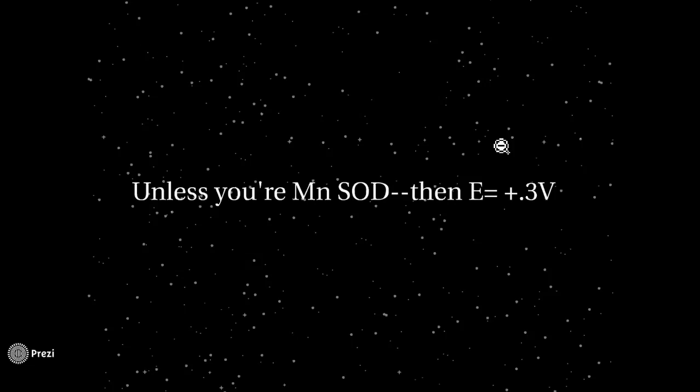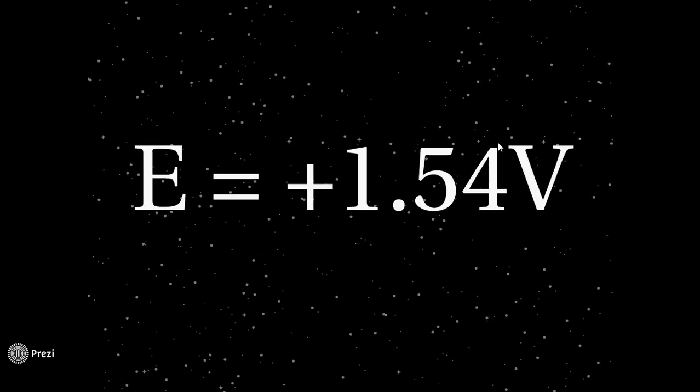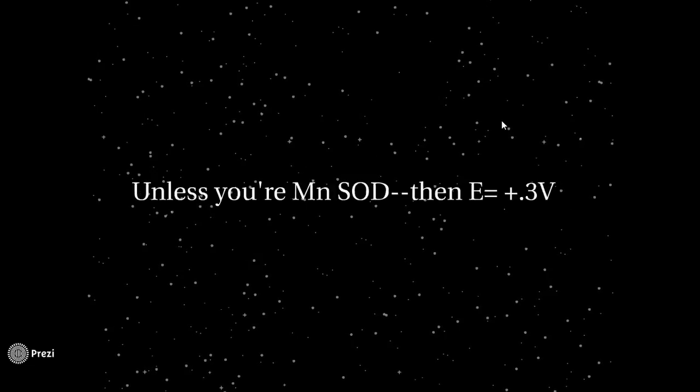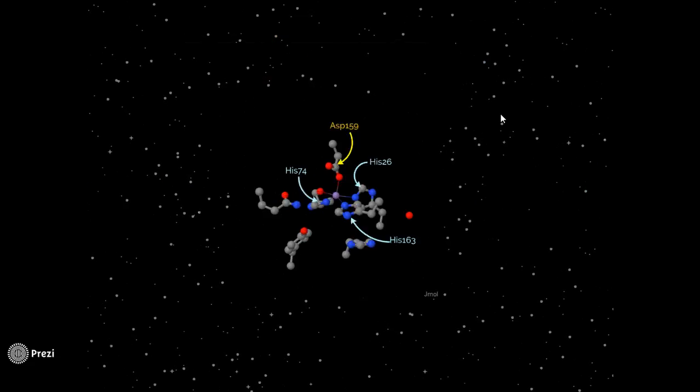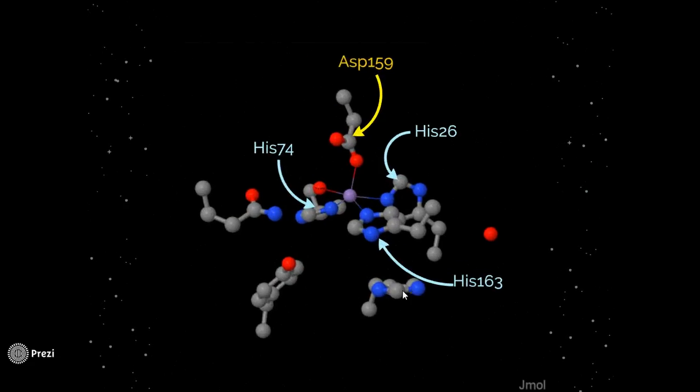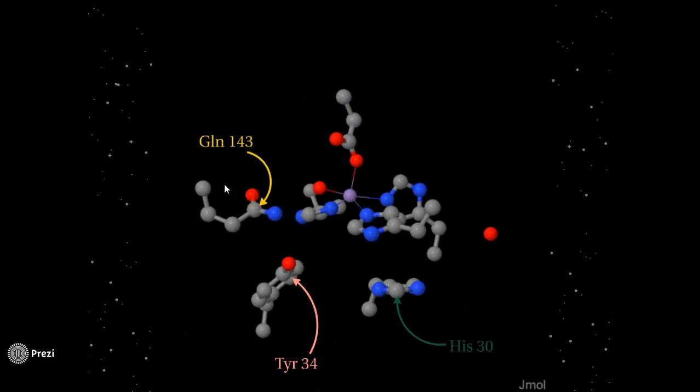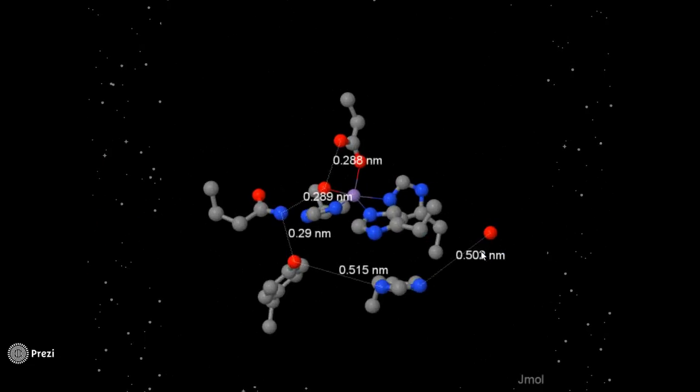This is all well and good, but look at the difference between these reduction potentials. They're both manganese, so then what on earth is changing the reduction potential so much? Well, maybe the adept viewers have noticed that the residues in the active site I haven't mentioned yet. What's happening is a chain of hydrogen bonds between aspartate 159, the hydroxide ligand, glutamine 143, tyrosine 34, histidine 30, and another water molecule in solution. Their interactions look like this.